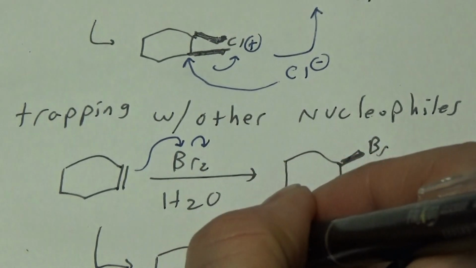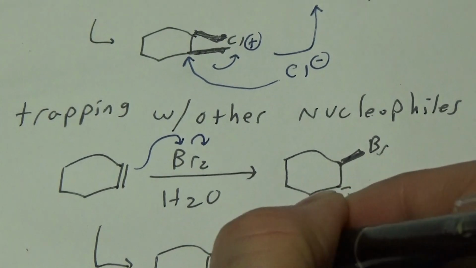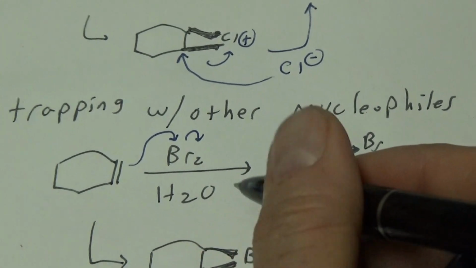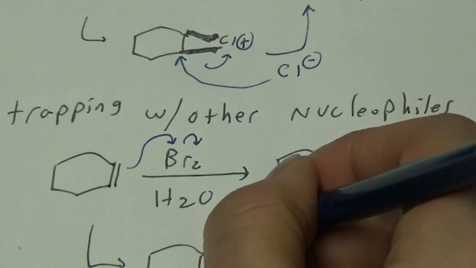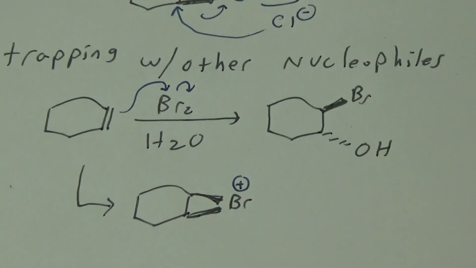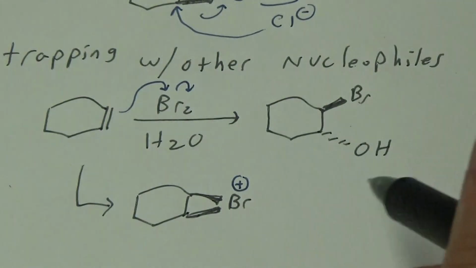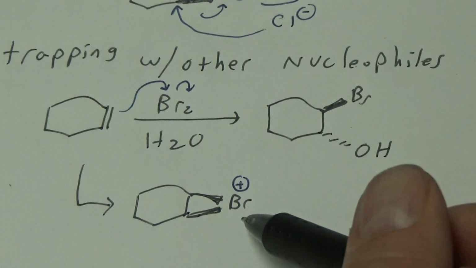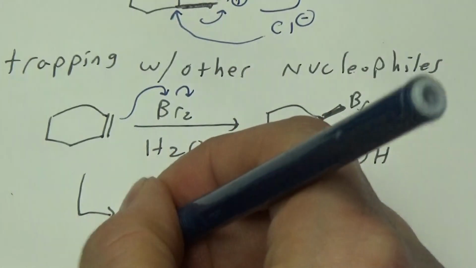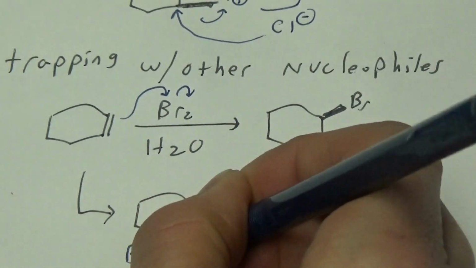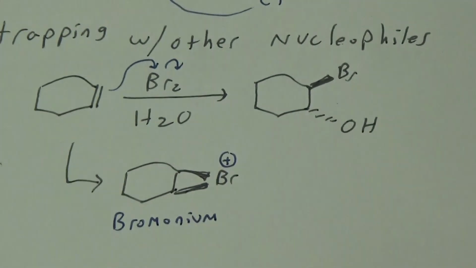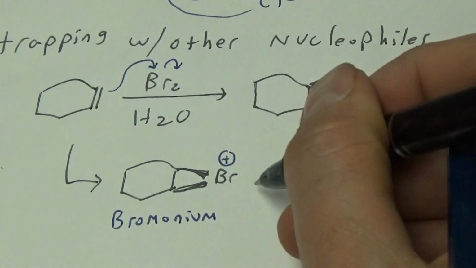What's this funny thing called? It looks kind of like an epoxide and it has the same kind of reactivity as an epoxide. It's a transient intermediate, so it doesn't hang around very long. But yeah, it forms. And what do we call it? It's a bromonium, or cyclic bromonium, or bromonia, whatever.